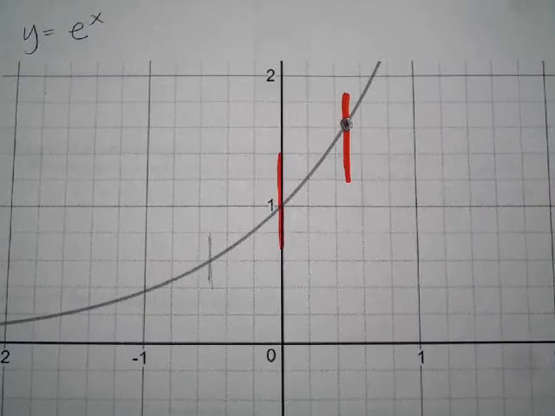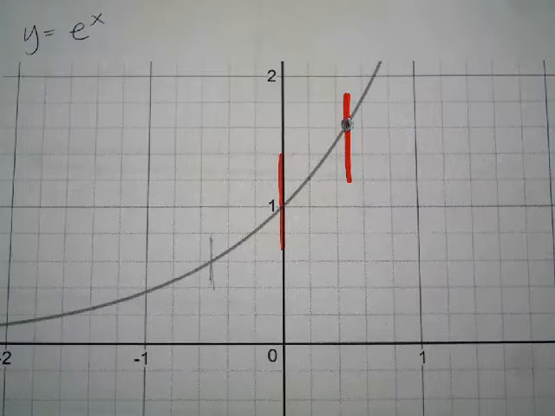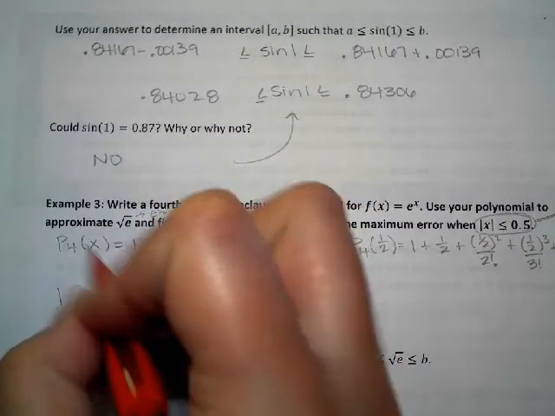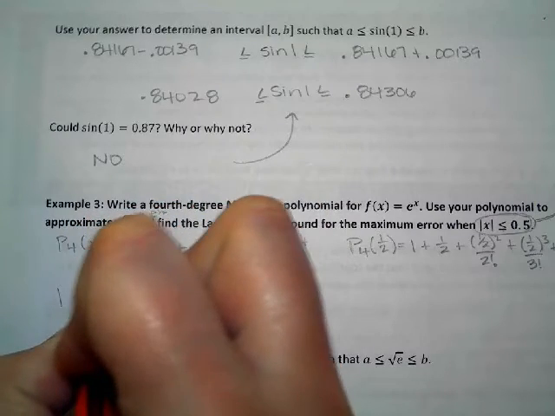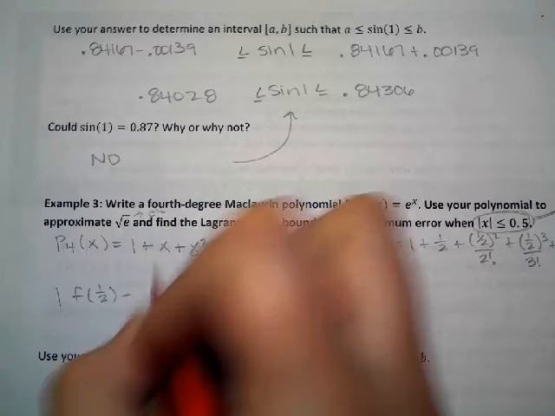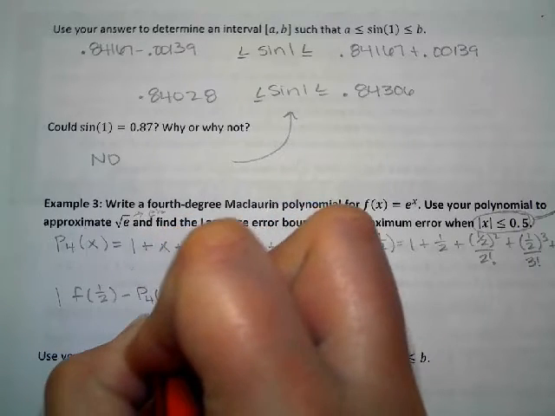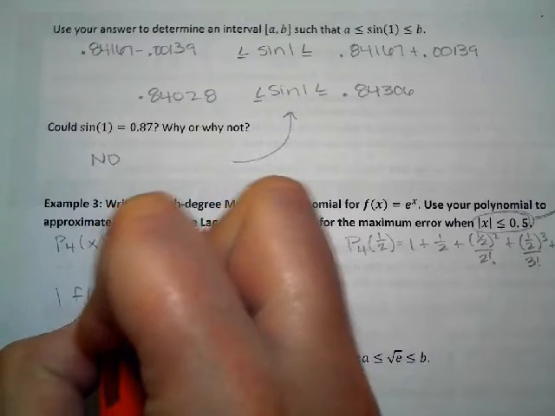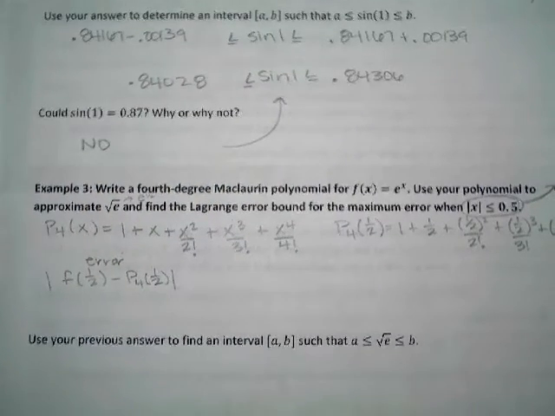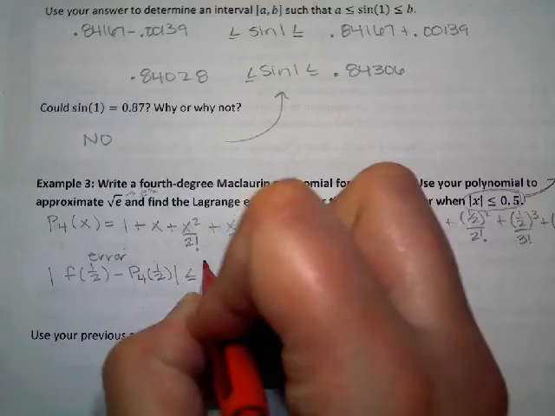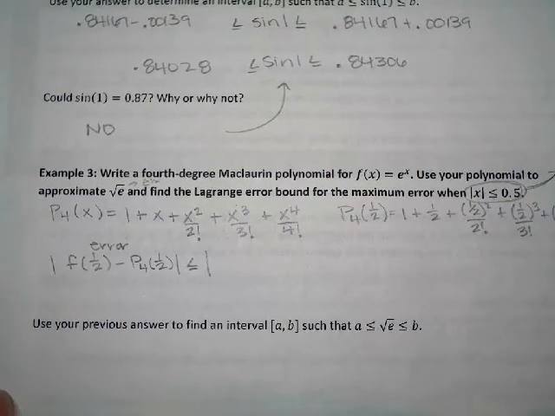So we're going to start writing the error so that you guys can see everything. We have f of 1/2, because that's the actual function, e to the 1/2, minus p sub 4 of 1/2. This is the notation for error. So the actual value minus the approximate value has to be less than or equal to, and then how do we create the next term?